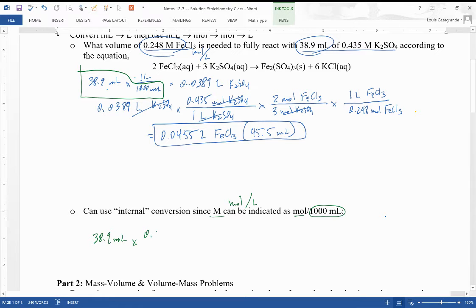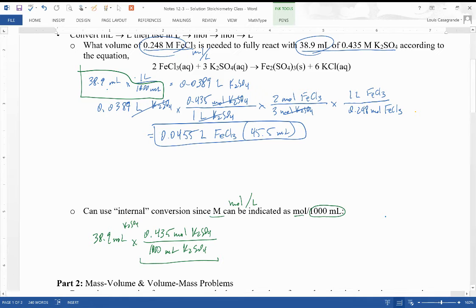by 0.435 moles of K2SO4 over 1,000 milliliters of K2SO4. This is a correct statement. It's not the definition of molarity, though. So you can't use this to calculate molarity. However, you can use it to convert between milliliters and moles.